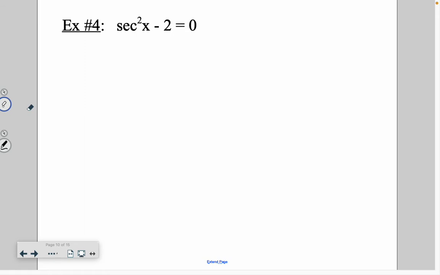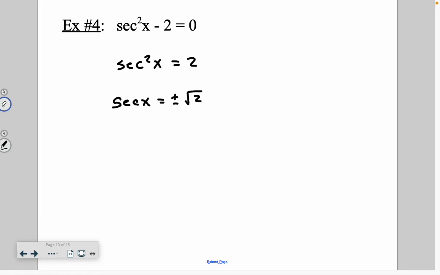All right, first question. Factor or isolate? This is an isolate. There's only a secant in that problem. So, add the 2 over. Secant squared x equals 2. Now what? Square root of both sides. Secant of x equals, and don't forget, plus or minus.